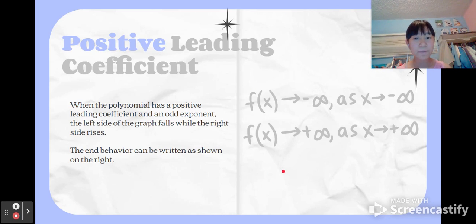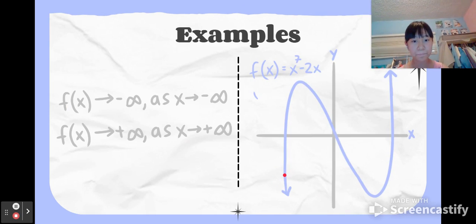So when there's a positive leading coefficient, or when a is greater than 0, it will have this end behavior. f of x approaches negative infinity as x approaches negative infinity, and f of x approaches positive infinity as x approaches positive infinity. So here's the example. f of x equals x to the 7th minus 2x, and we can follow the graph on the left side, and we can see that y is leading down to negative infinity as x is also leading down to negative infinity, as right here, f of x approaches negative infinity as x approaches negative infinity.